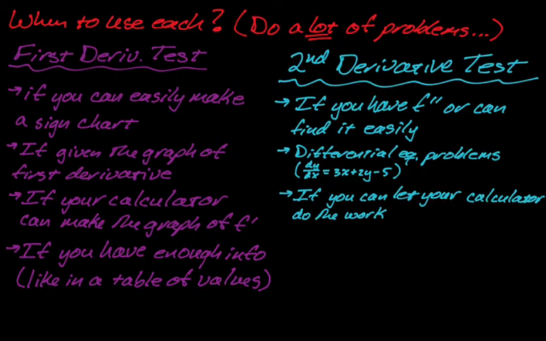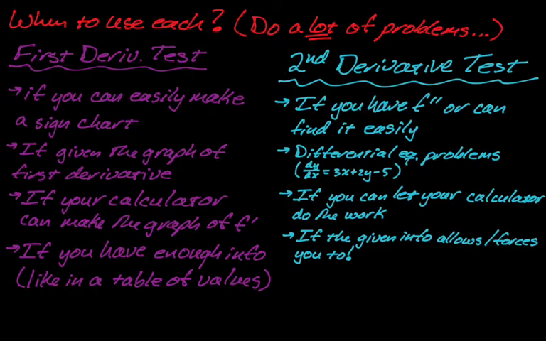If you can, let your calculator do the work. Your calculator doesn't mind finding second derivatives, even if they're incredibly gross. So you could definitely do that. You'd also use it if you're given info that allows or even forces you to use it. Sometimes they just tell you that f prime of 6 is 0, f double prime of 6 is positive. What can you conclude? So that's definitely a thing.